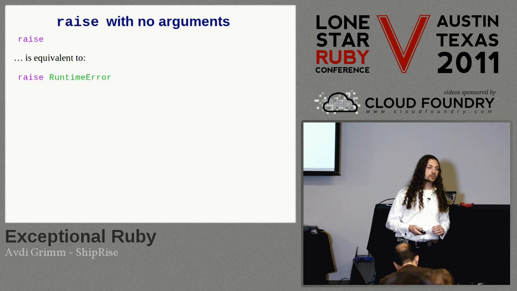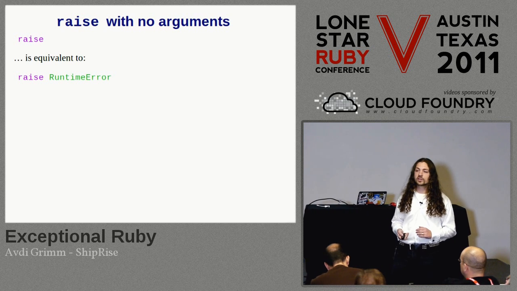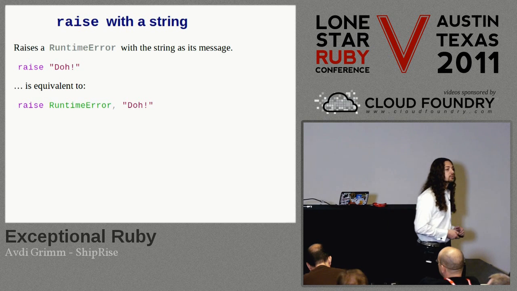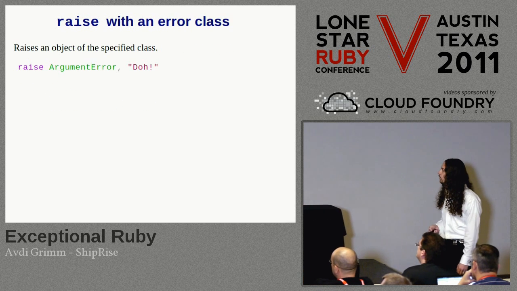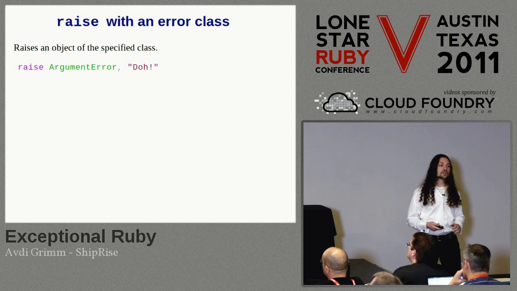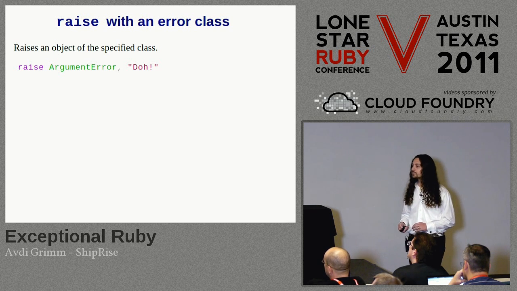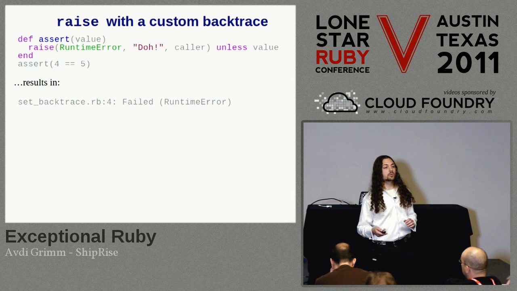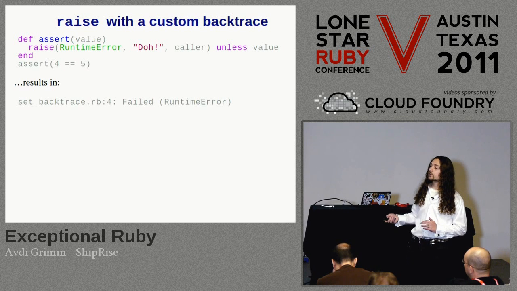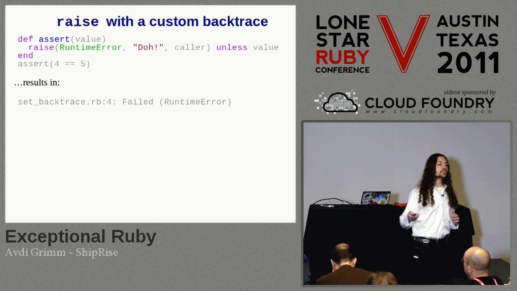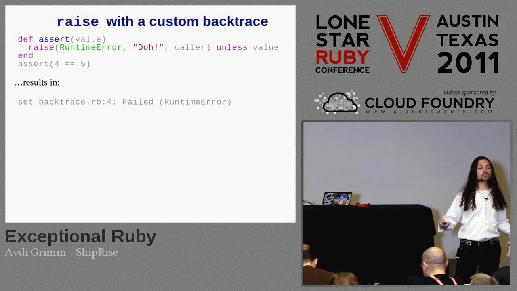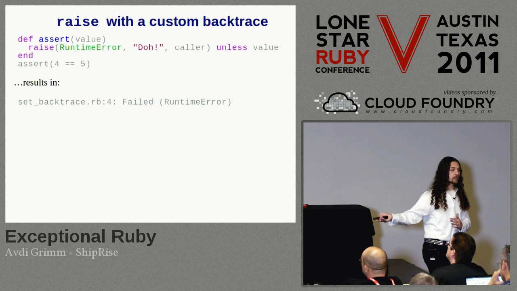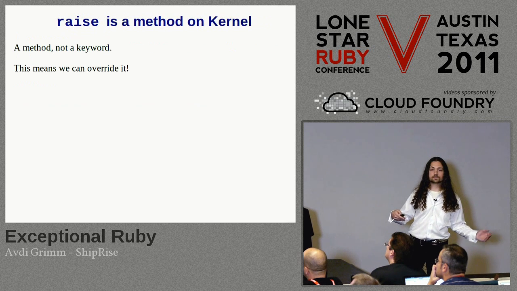Raise with no arguments is equivalent to raising a RuntimeError. Raise with a string is equivalent to raising RuntimeError with that string. Of course, we can also specify exactly which exception class we want to use. There's a third argument to raise, which will specify the backtrace. This is kind of useful for things like assertion methods, where we would like the backtrace to point back to the place where the assertion failed, rather than where assert was defined.